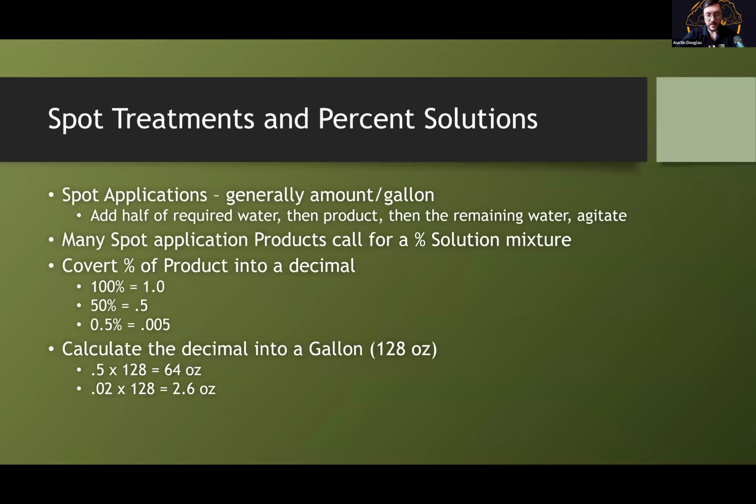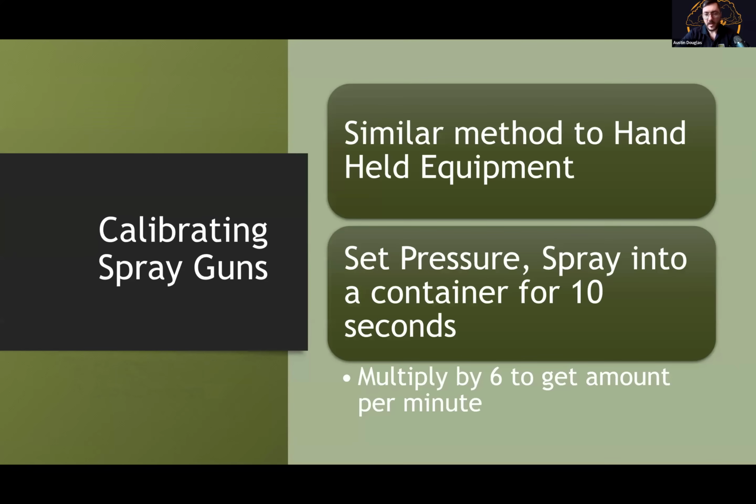So if we calculate the decimal into a gallon of 128 ounces, let's just take 0.5 as an example. 0.5 times 128 equals 64 ounces. 0.02 times 128 equals 2.6 ounces. All right, just quick math here on how to come up with these calculations. Those aren't really representative of any sort of products, but just to get your understanding of the math that goes into this.